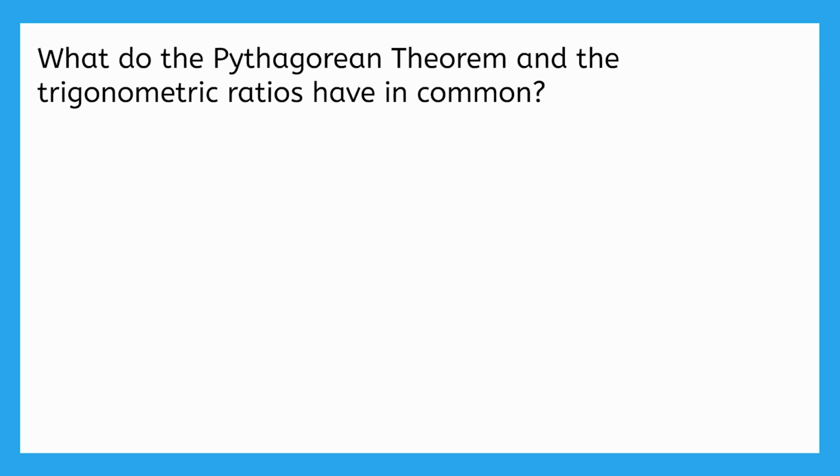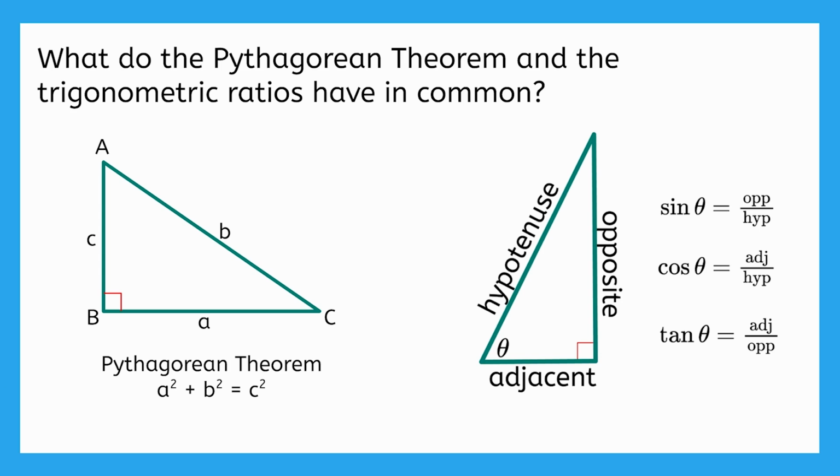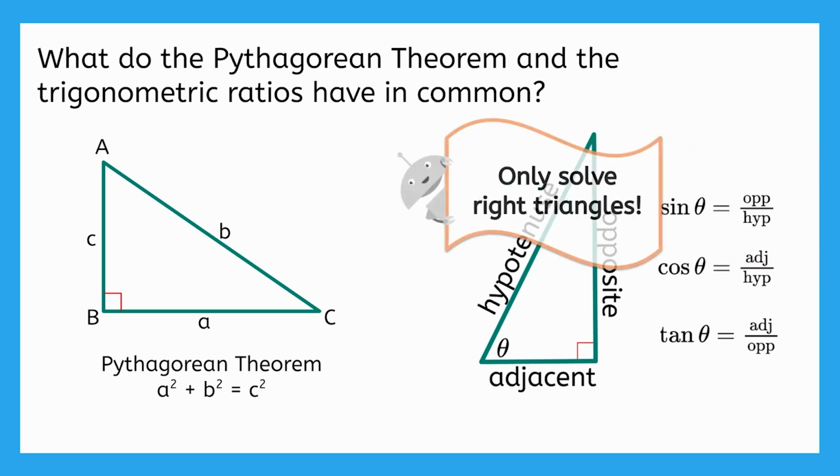To get started, I've got a question for you to consider. What do the Pythagorean theorem and the trigonometric ratios have in common? Go ahead, take a second and think about it. Did it occur to you that these rules can only be used to solve right triangles?